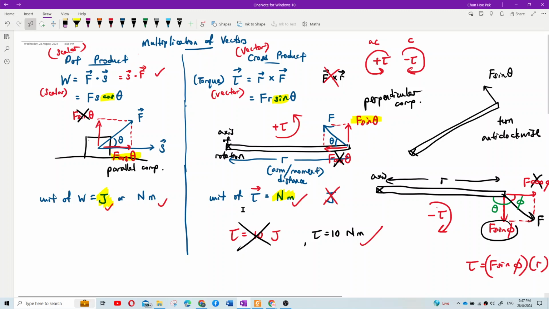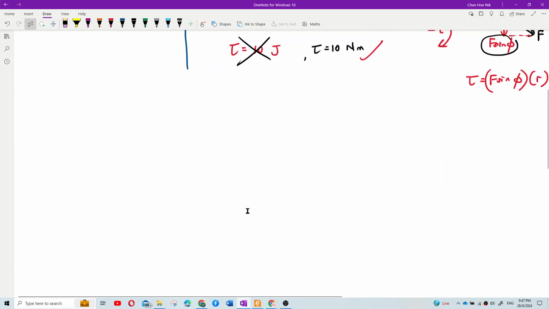Okay, one more thing, why is torque important? What actually is torque? Remember, if you have a nut, can you use your finger to open it? Is your finger strong enough to unscrew a nut? Can you do that? No, nobody can do that.